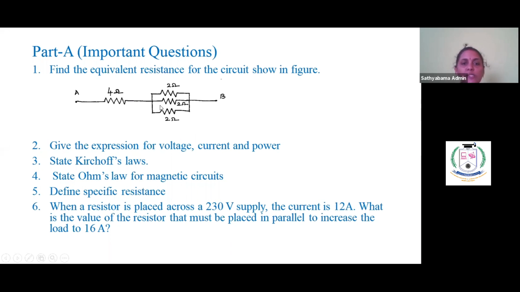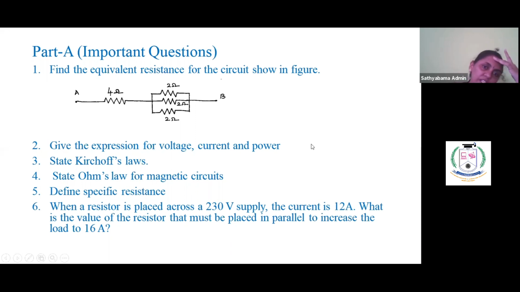Now you know how to solve if there are 3 resistances in parallel. 1 by R equivalent is equal to 1 by R1 plus 1 by R2 plus 1 by R3. So find out the value and then take the reverse of it. Whatever answer you obtain here can be added with 4 ohms because this is connected in series with 4 ohms.